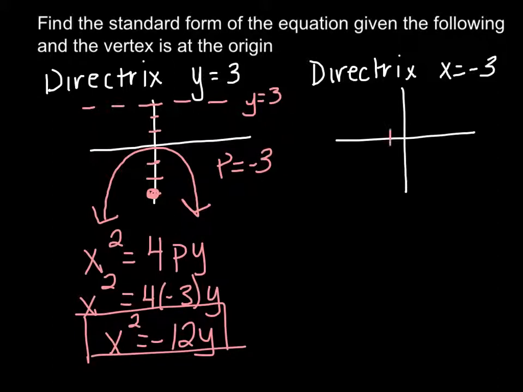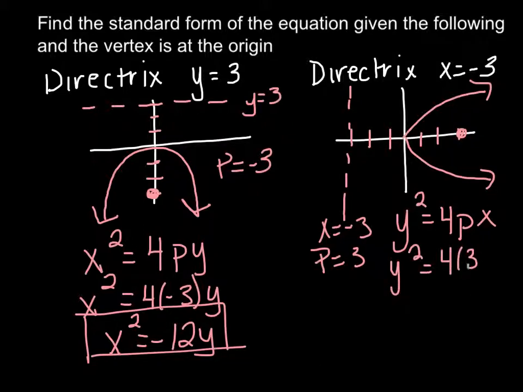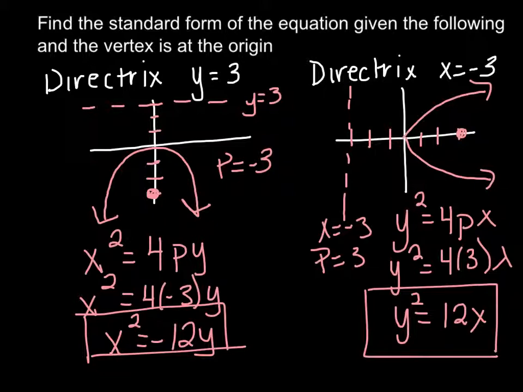X equals negative 3. So let's draw it out first, which means my p-value is the opposite, so p equals 3, which means my parabola is going to hug this piece right here. So since it's sideways, it's y squared equals 4px, and my p-value is positive 3. Therefore, y squared equals 12x is my equation.